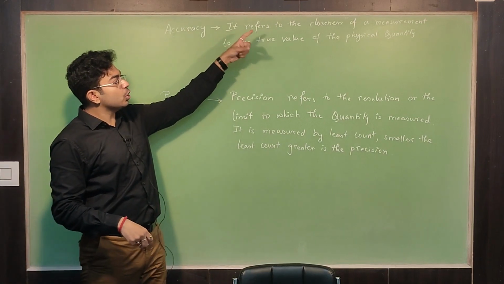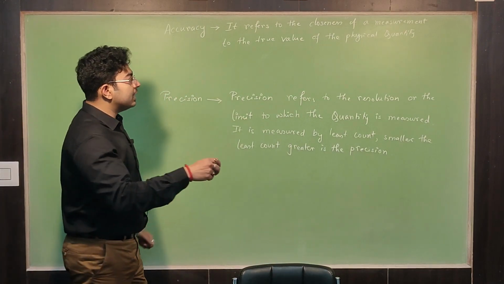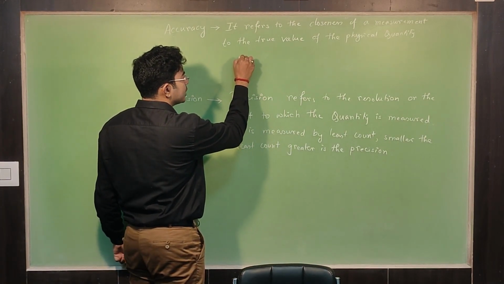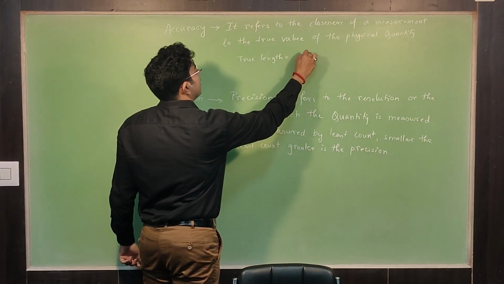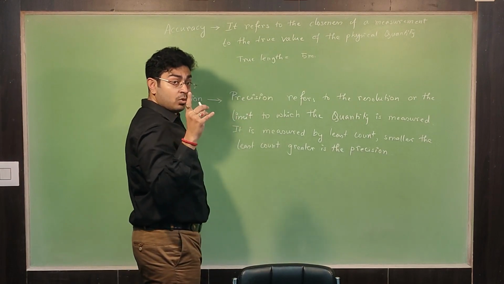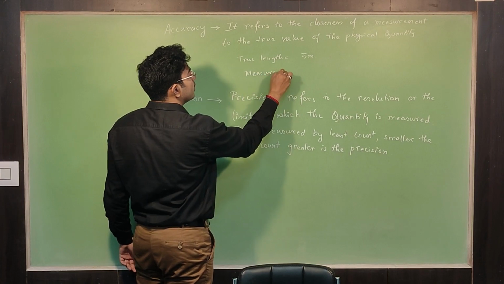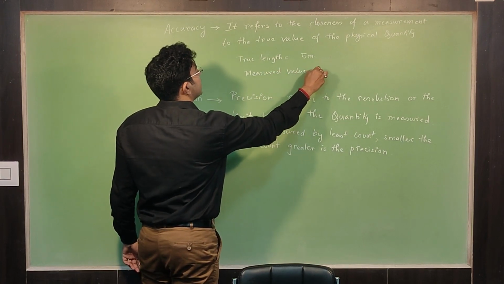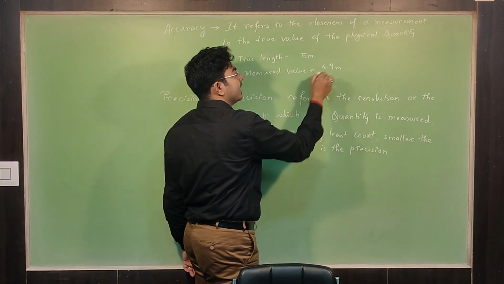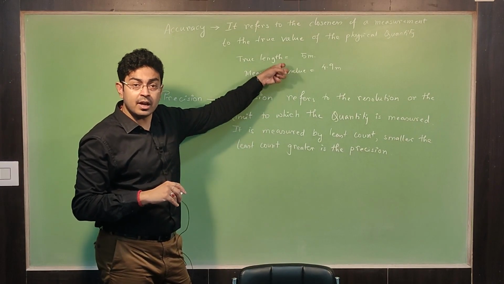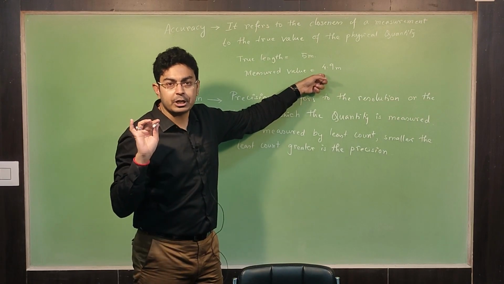So it refers to the closeness of a measurement to the true value of the physical quantity. For example, if the true length of a particular material is 5 meter, and your measured value is coming out to be 4.9 meter, that means you are very much close to the true value. That means this has a good amount of accuracy in it.